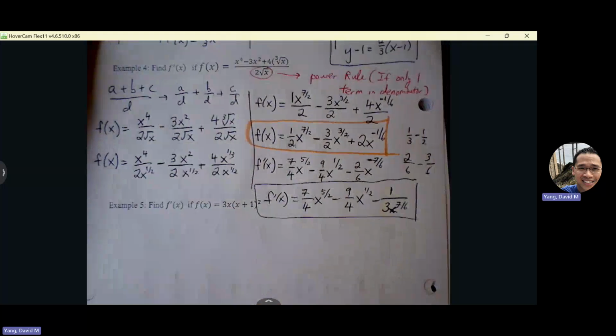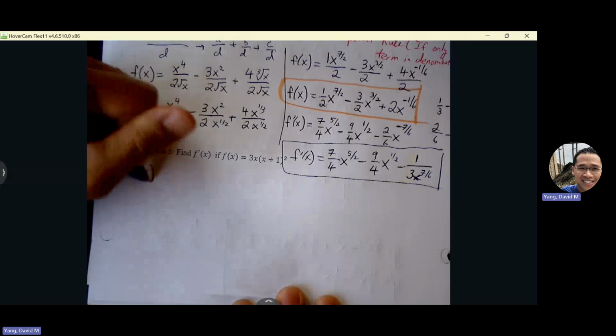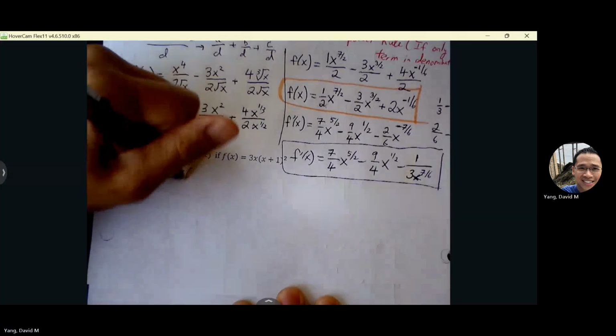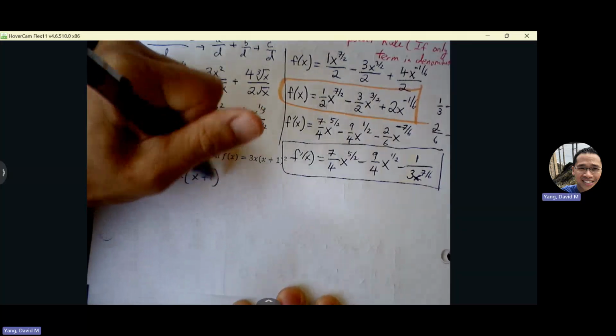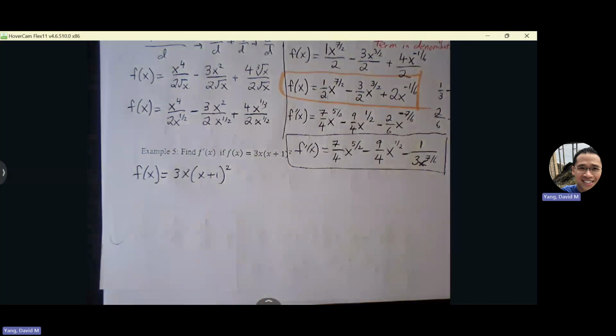All right, example 5. Find f prime of our function. So here's our function, 3x parentheses x plus 1 squared. So this is an instance of where we have to resolve the exponent, the parentheses.